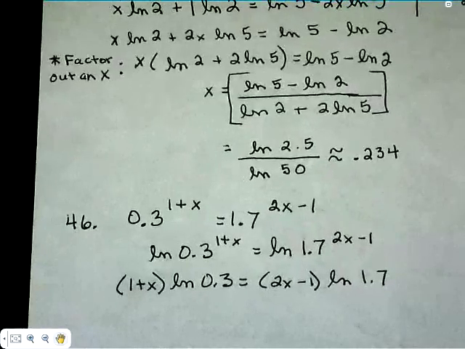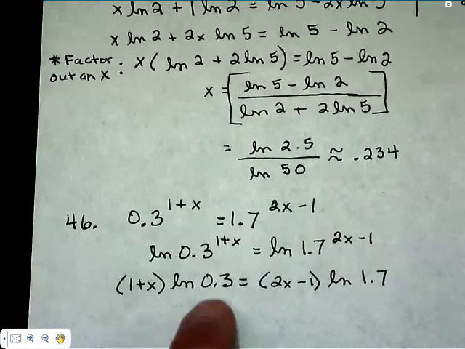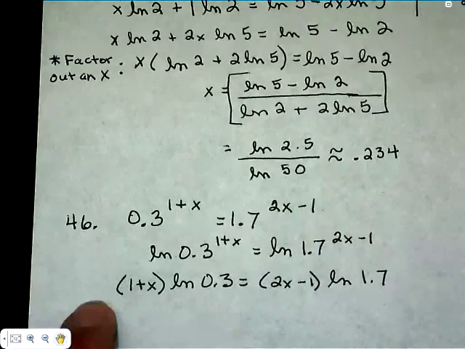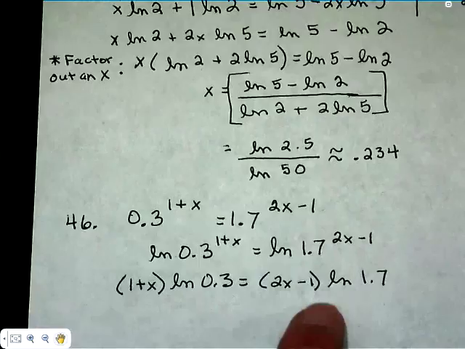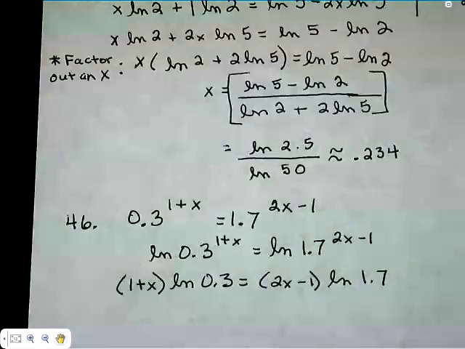Then what? Distribute. Perfect. Y'all are using such good math words. Distribute the natural log of 0.3 on the left and distribute the natural log of 1.7 on the right.